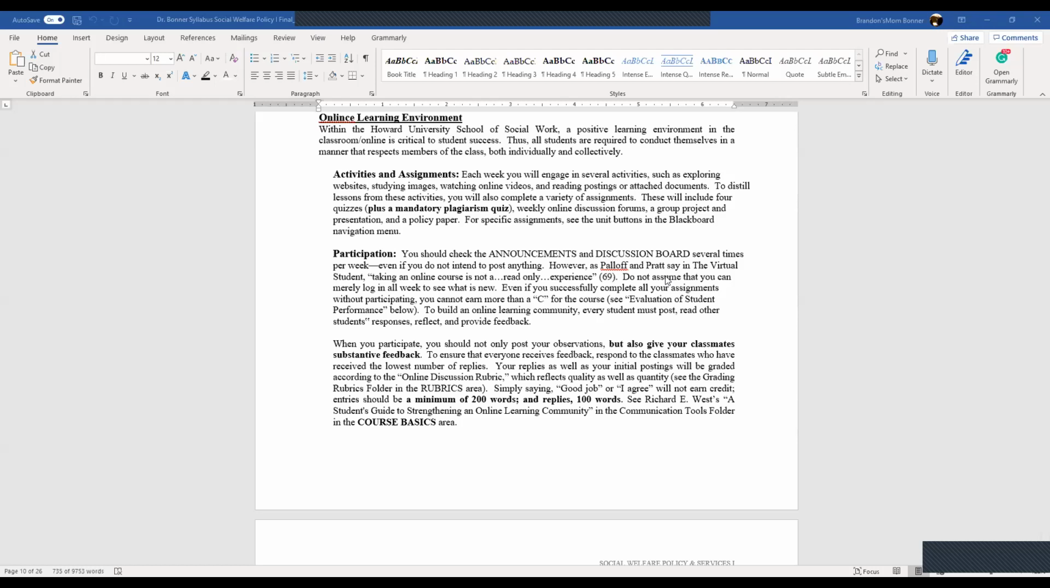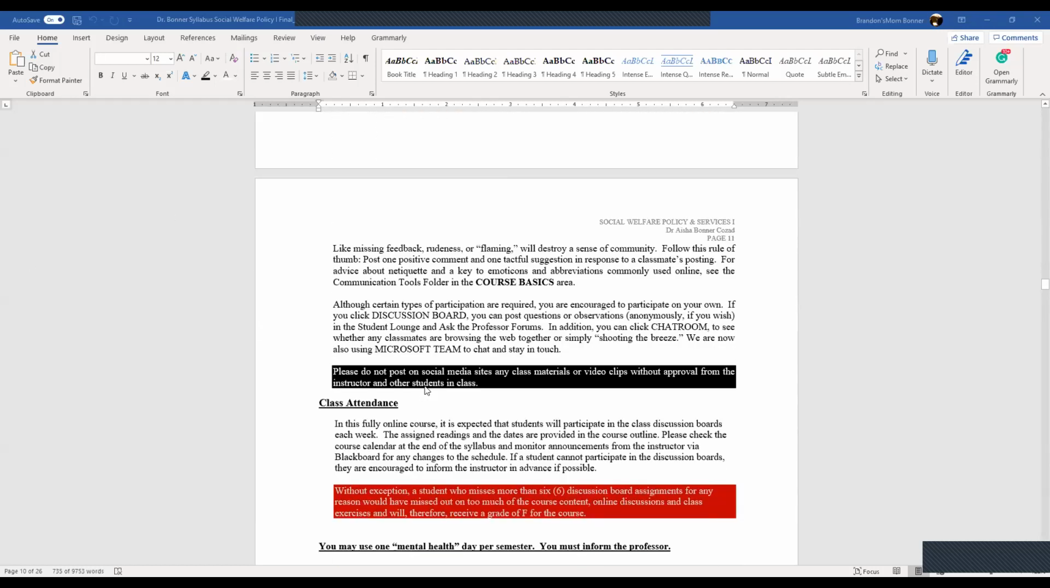And you have 6 days to make your discussion board post. For instance, if the assignment is given on the 1st, then it's not due until the 6th. So you have a full 6 days. Again, the key to doing well and being successful is time management. All right, so you can read the rest of that section.